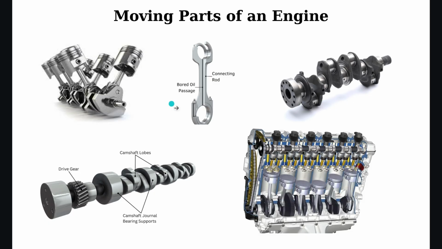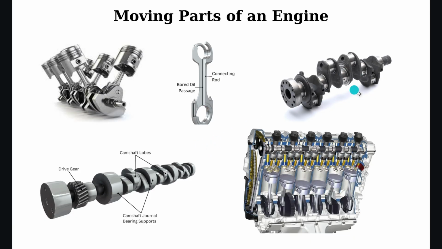Okay, next let's talk about the connecting rod. You can see it here. The connecting rod connects the piston to the crankshaft. The crankshaft is here. Its main function is to transfer motion. When the piston moves up and down, the connecting rod carries this motion to the crankshaft. So it acts like a bridge between the piston and the crankshaft. Without the connecting rod, the piston movement couldn't be used effectively.